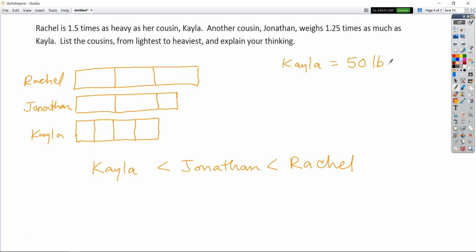So if Kayla weighs 50 pounds, we don't know this for sure, but we're just using the numbers to find our scale. And Kayla weighs 50 pounds. Her cousin Rachel is 1.5 times that. So Rachel equals 1.5 times 50. Because we know that 1.5 is greater than 1, we know that Rachel's weight is going to be greater than 50.